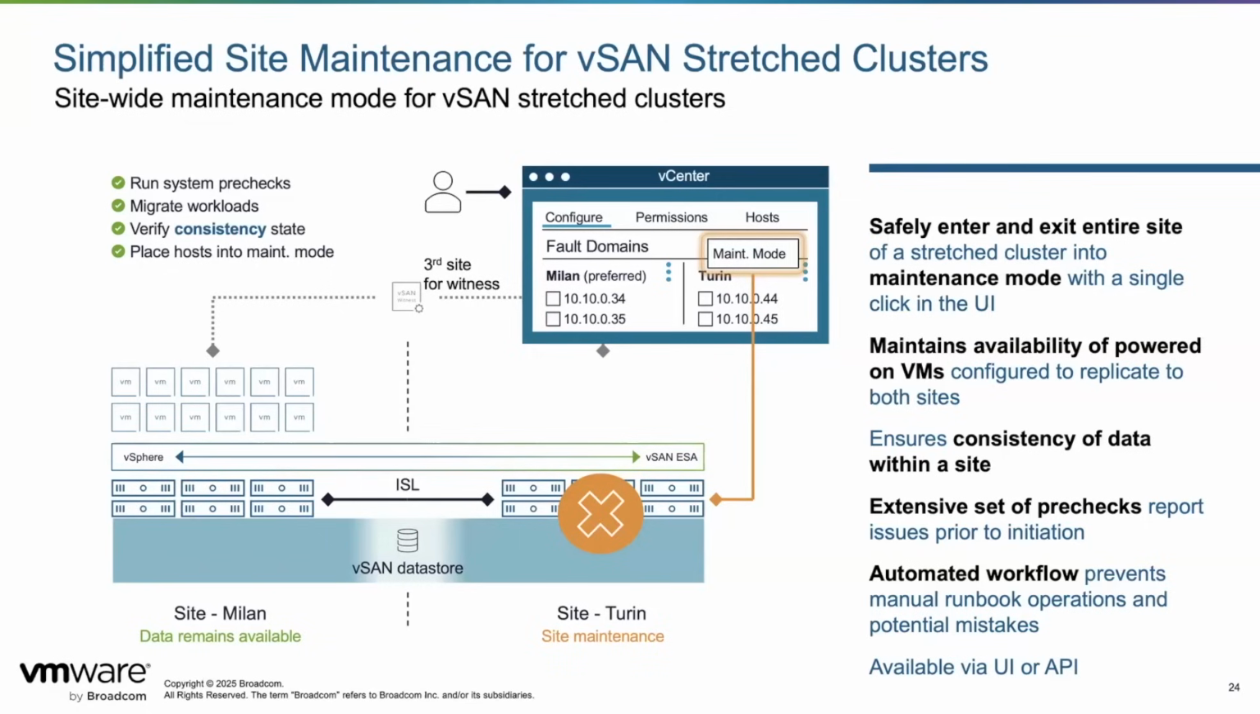We do have a lot of pre-checks, so anytime you're putting hosts into maintenance mode, or you're putting a site into maintenance mode, we'll tell you what the impact will be, and how much data potentially has to move if that action happens. And this is also available by API, so that can be fired off.